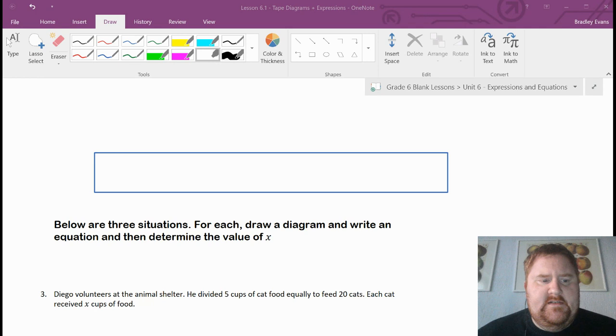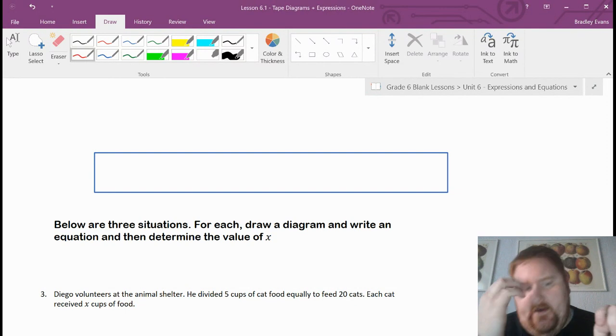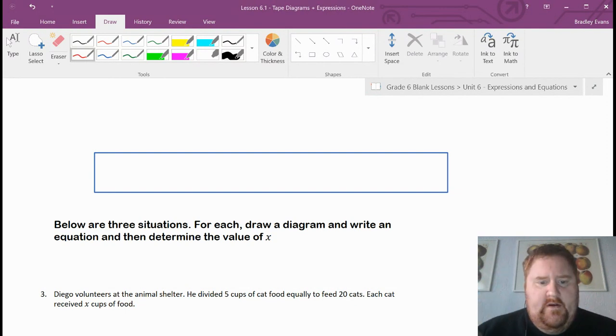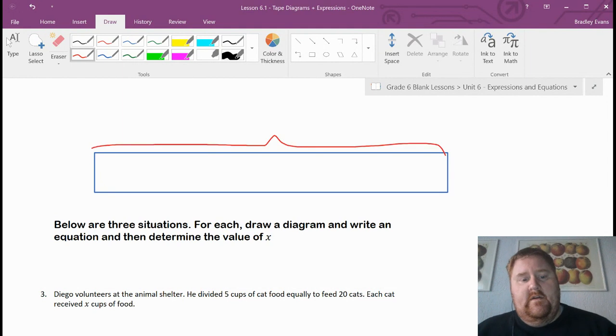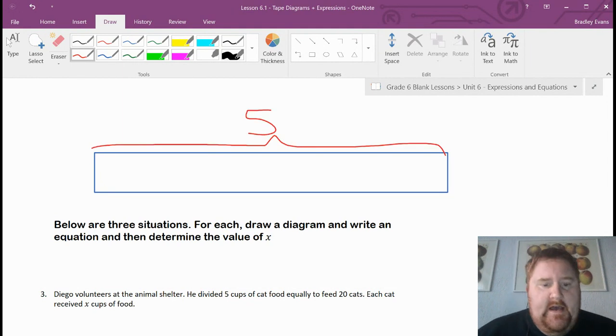Okay, so the last situation here, we have Diego. He's volunteering at an animal shelter. He divided 5 cups of cat food equally to feed 20 cats. Each cat received X cups of food. So I've still got my nice big tape diagram, and I add my total here. He's dividing cat food, so the total amount of cat food is 5 cups. And he's dividing it amongst 20 cats.